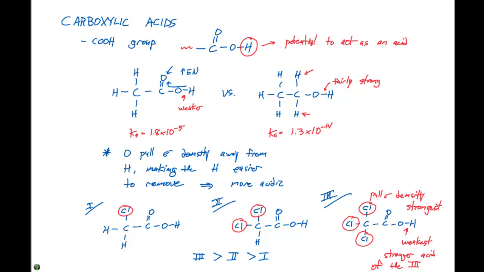Okay, so when we look at carboxylic acids, we need to look at how the electron density is being pulled away from that OH bond. And these can be manipulated in a variety of different ways, especially when we start putting the halogens connected to adjacent carbons in the particular carboxylic acid.